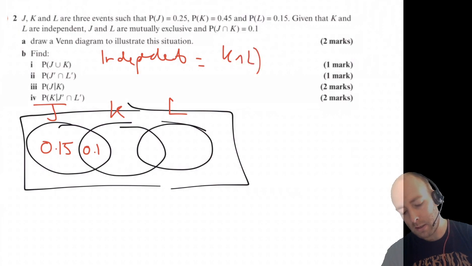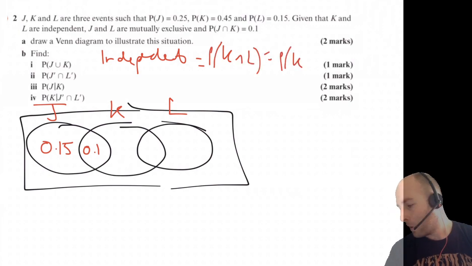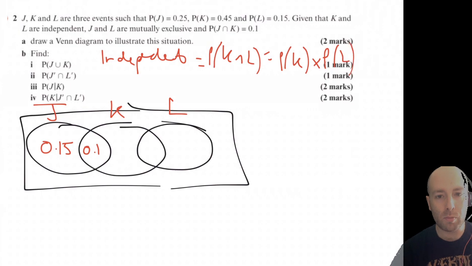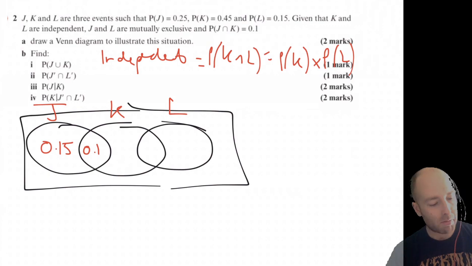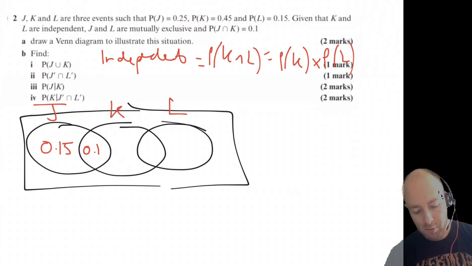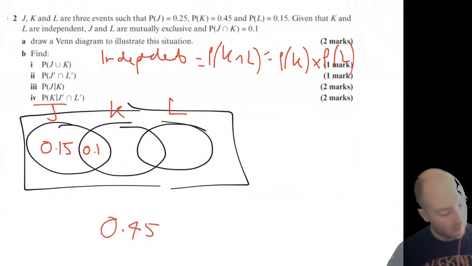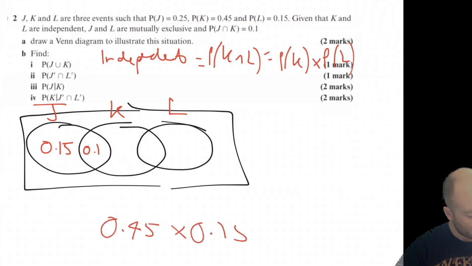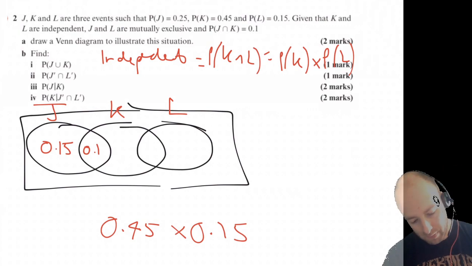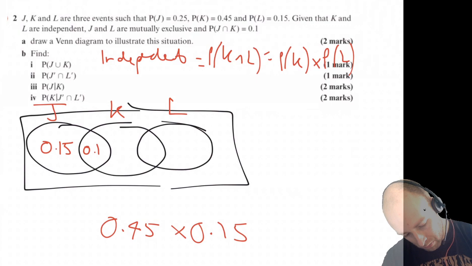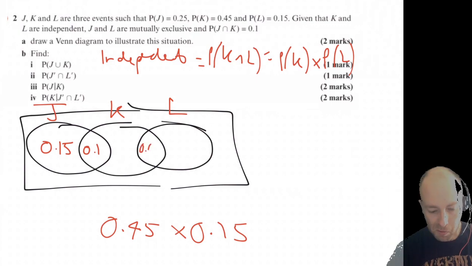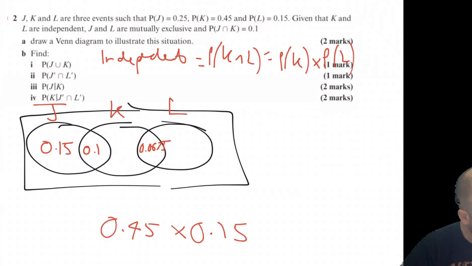is P(K) times P(L). So I can find the middle bit, the intersection between K and L, by timesing their probabilities together. So I'm going to do 0.45 times 0.15, and I get 0.0675. It seems awfully small, but yeah, that's it.